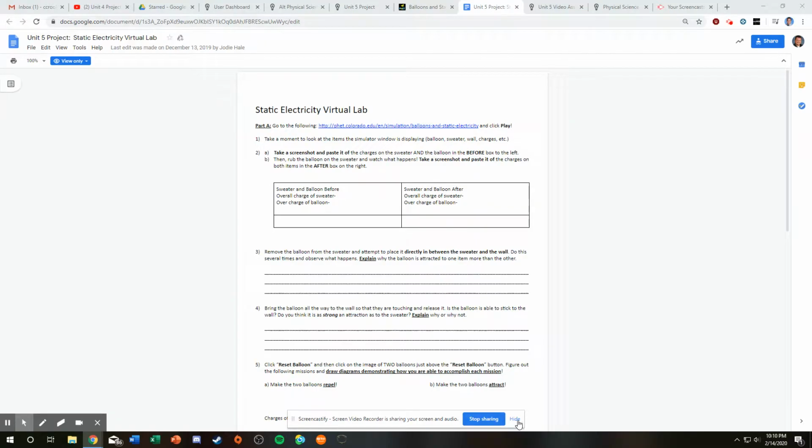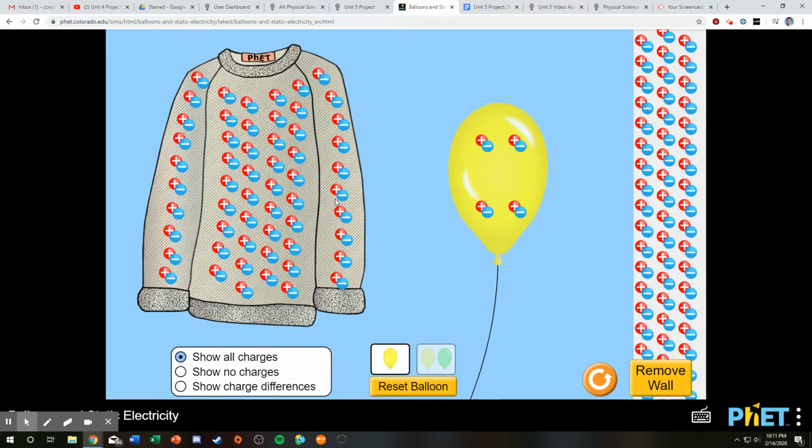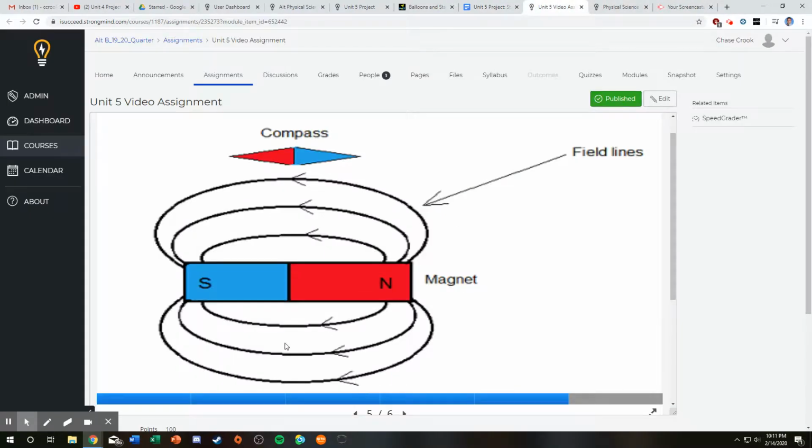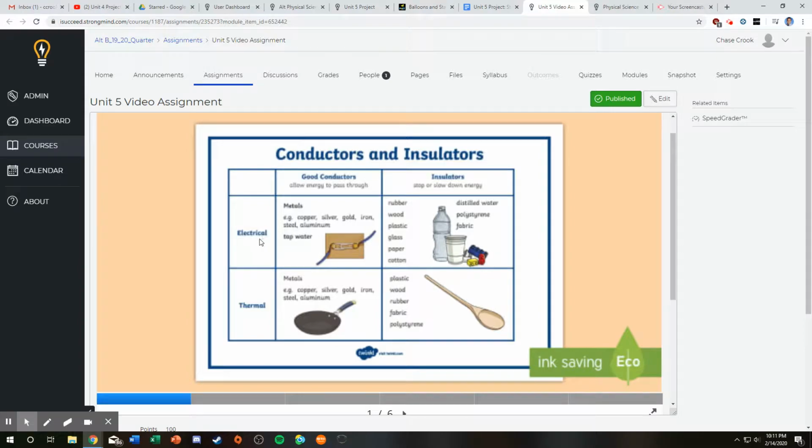Alright, you guys, here we are on the last lab, the Unit 5 project on looking at static electricity. To do this, you'll use this model here to test a few things. The instructions are pretty straightforward, but I wanted to show you how to use this and what to expect when I'm grading it.